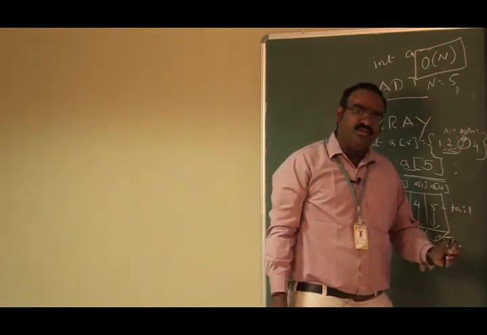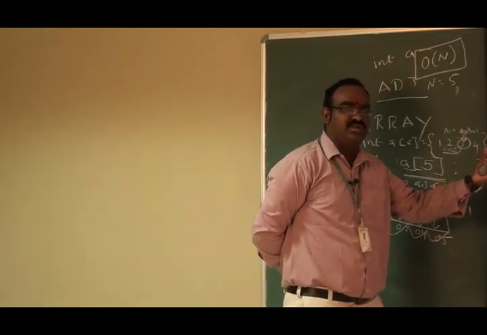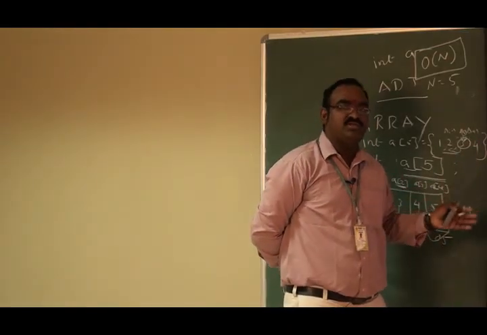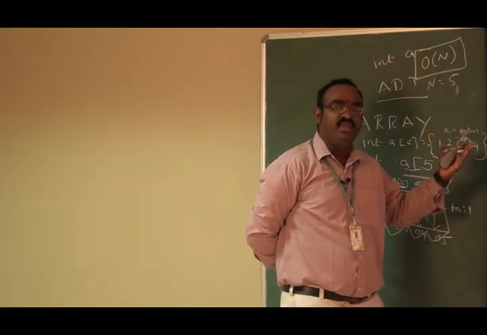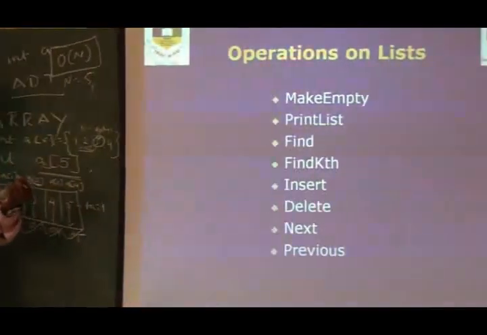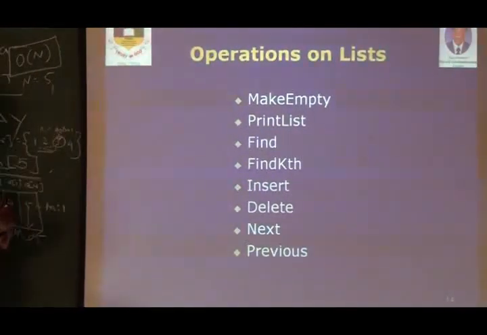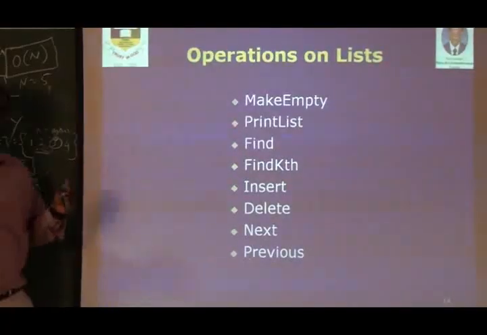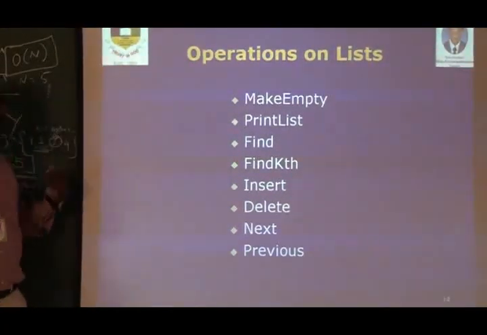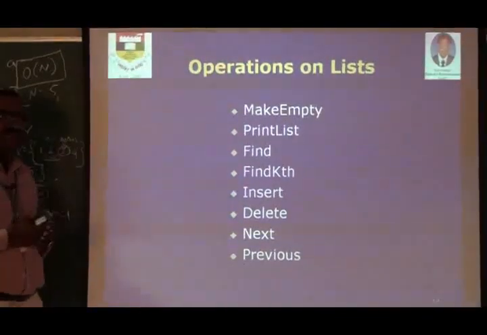So what operations are performed on the list? We can perform many operations. That's why we call it an ADT. A lot of operations, so when you want, you can perform them. Make empty: the list has 5 elements, but you can empty it. Within a single operation, you can easily delete all the elements with the help of the make empty operation. And print list: we can print the elements from 1 to 5. How many elements are there? You can print via the print list operation.